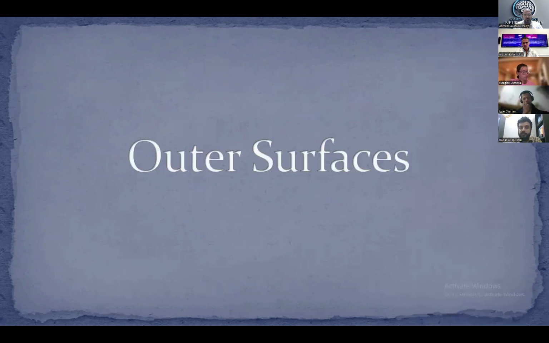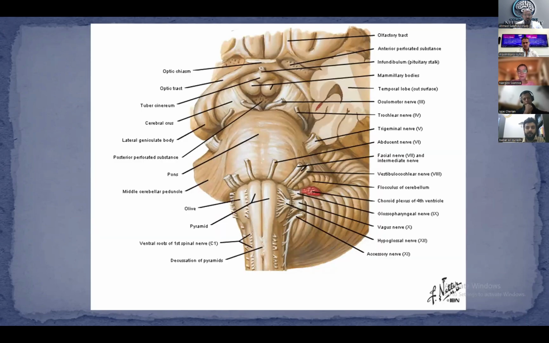So we'll start with the outer surfaces of the midbrain. For the ventral surface, or the anterior surface, we have to look here. Is my pointer visible on the screen? Yes, we can see your pointer. All right, so this is the ventral surface.